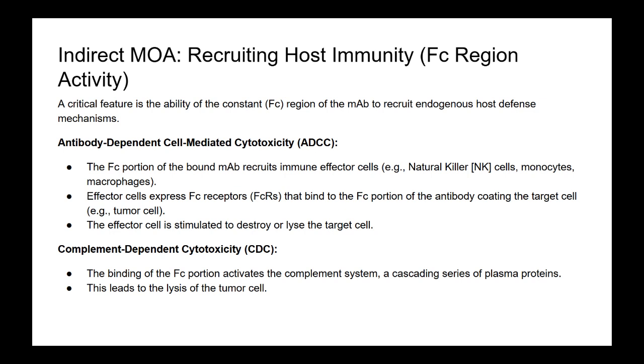Another mechanism is complement-dependent cytotoxicity. Here, the binding of the Fc region of the antibody activates the complement system, a series of plasma enzymes and effector proteins that work together to destroy target cells. Specifically, the Fc region of the antibody interacts with components of the complement system, leading to the lysis of the target cell. For example, certain regions of immunoglobulin G and immunoglobulin M antibodies are involved in binding to complement proteins during the activation of the classical complement pathway.